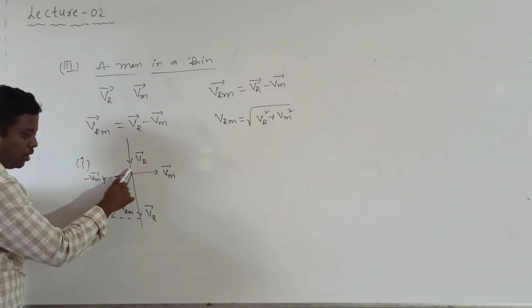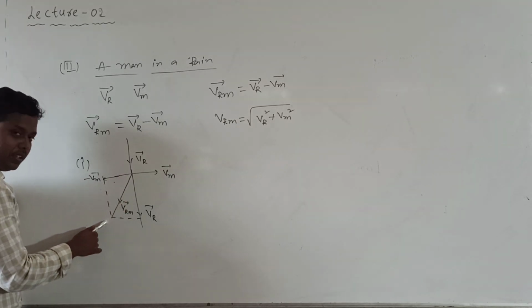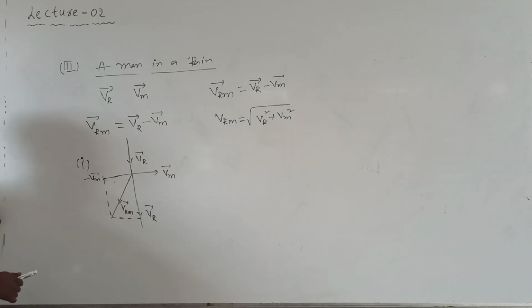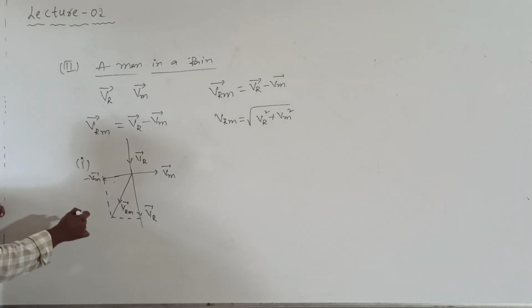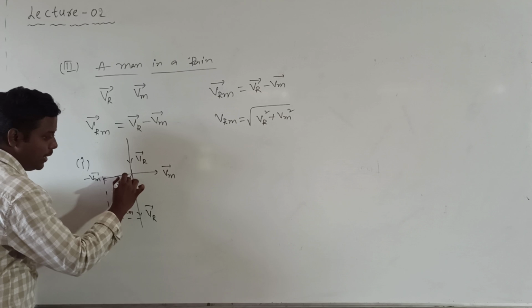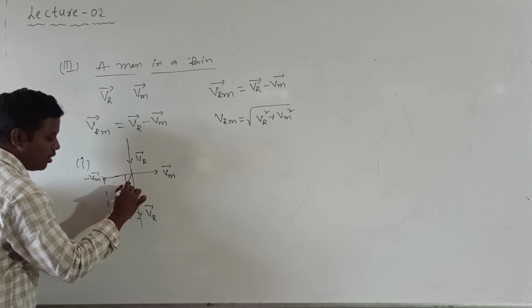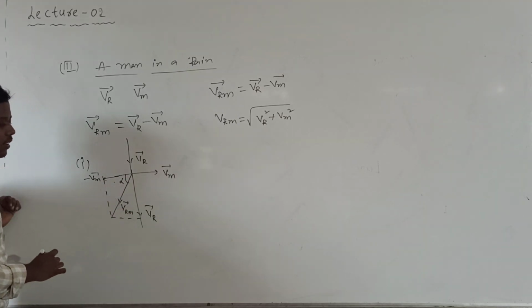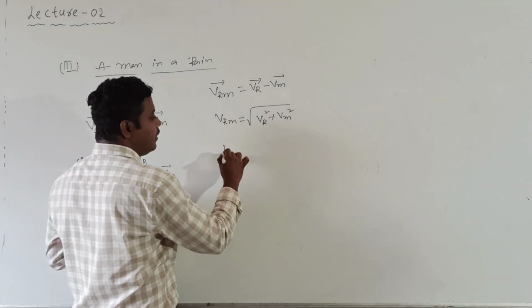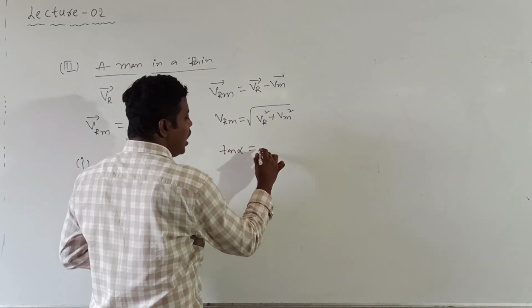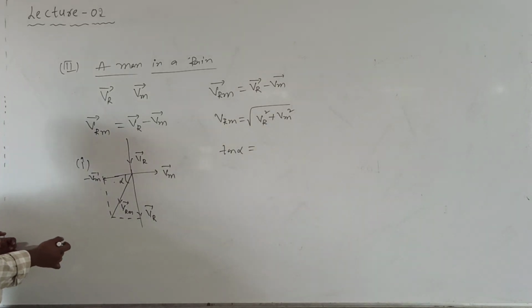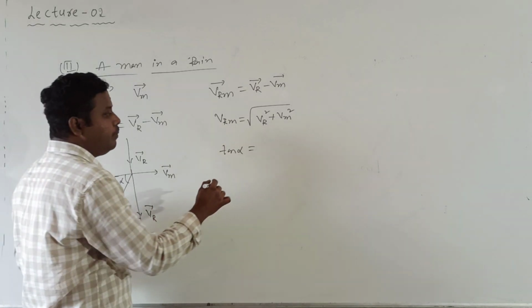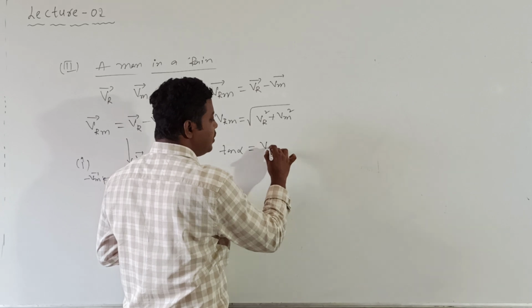So the person has to hold the umbrella in the direction of this one, if we hold the umbrella along this direction to protect from the rain. Let us suppose the angle made by this resultant velocity with horizontal is alpha. Then tan alpha is equal to opposite side divided by adjacent side, which is VR divided by V.